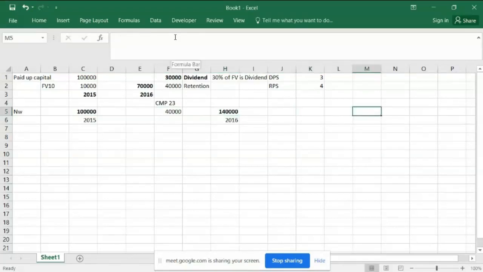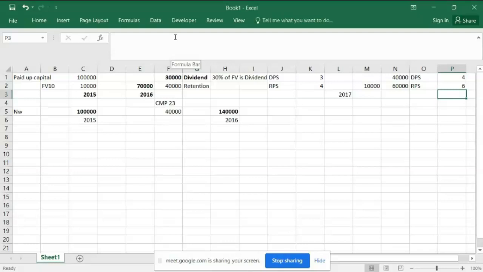For example, during the year 2017, the company has earned a profit of 1 lakh rupee. Out of 1 lakh, 40,000 is going to be distributed in the form of dividend, and 60,000 is going to be retained for future purposes. Hope you know that the dividend per share is 4 rupees. Retention per share is 6 rupees out of this calculation.